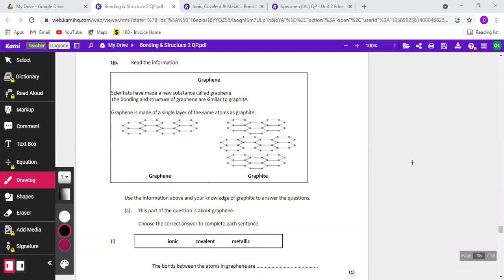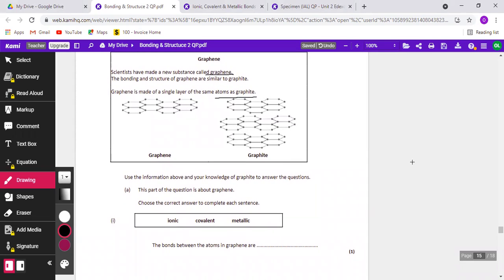Scientists have made a new substance called graphene. The bonding and the structure of graphene are similar to graphite. Graphene is made up of a single layer of the same atoms as graphite. They have shown you the structure of graphene and graphite.